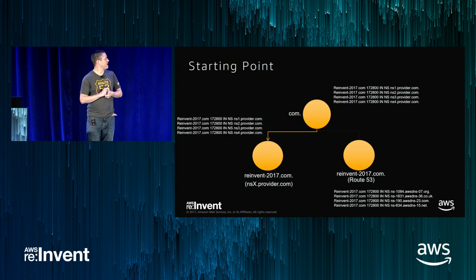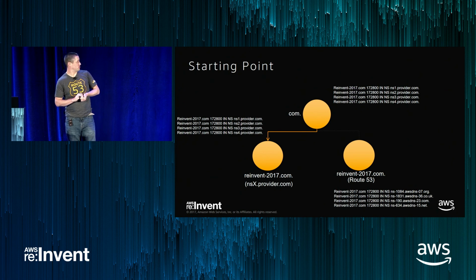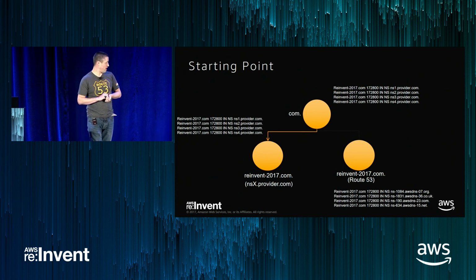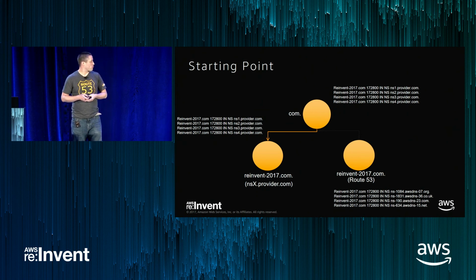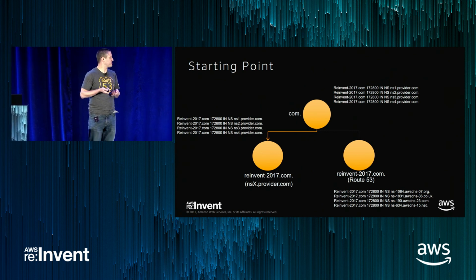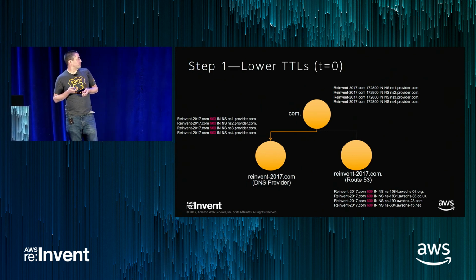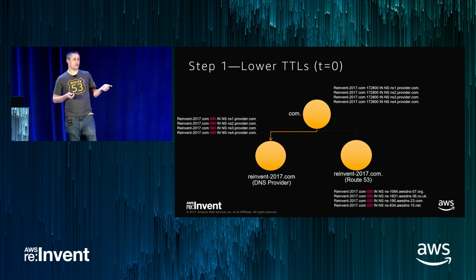So here's our starting point. We've got 2 zones in production, or rather 2 sets of NS records in production, one in the com zone and one on our existing provider. Now, we've created a new zone for reinvent2017.com on Route 53, and it has its NS records. So the first thing you do is you lower the TTLs on the old provider and on Route 53, because both of those are going to be in service shortly.